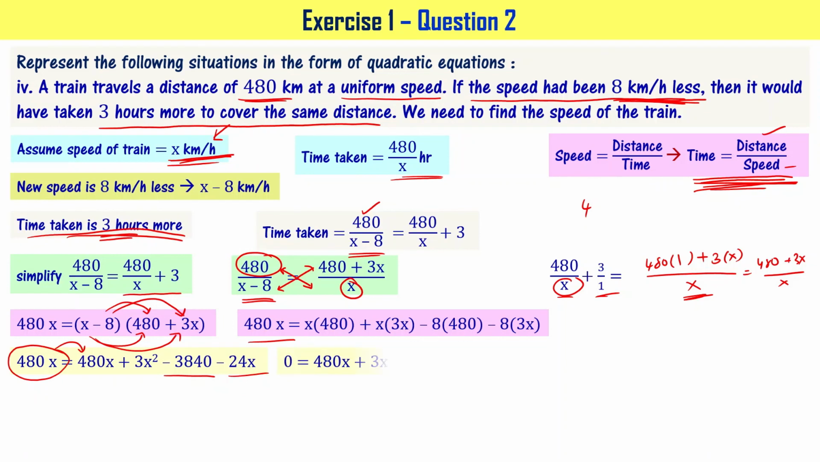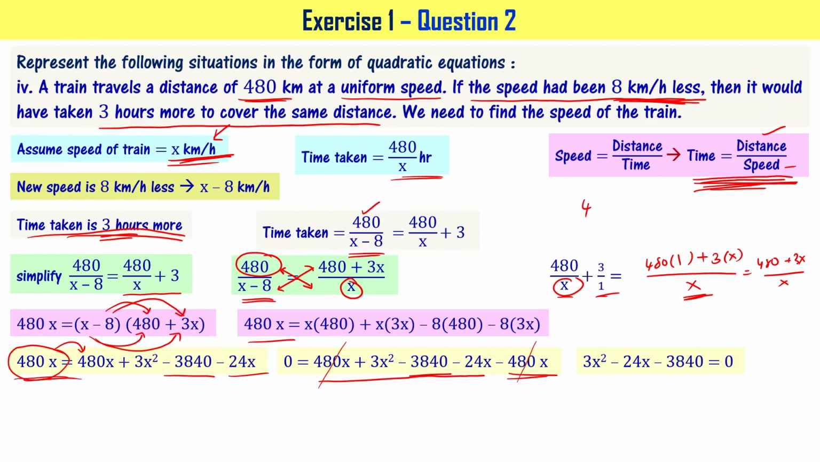Now let me transpose this 480x to this side. When I do that, I'll have the equation as 0 equal to 480x plus 3x square minus 3840 minus 24x. This is all the right hand side. And this plus 480x, when it comes to this side, it becomes minus 480x, right? You have plus 480x here, minus 480x here. I can cancel these two such that I can write the equation as 3x square minus 24x minus 3840, that is equal to 0.